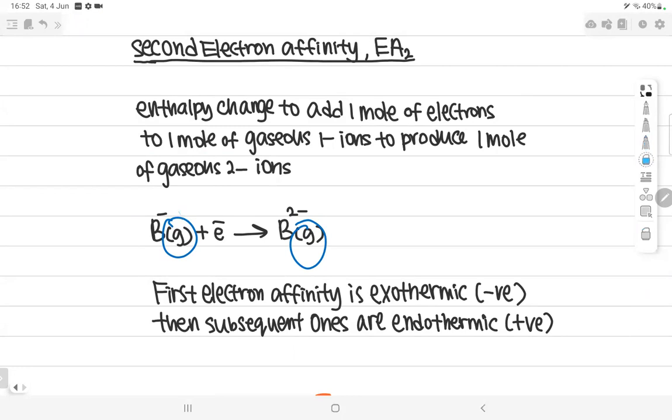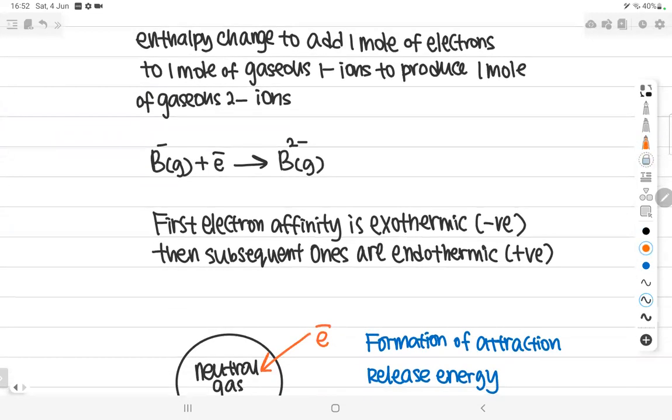So now I want to show you guys a very important concept. This is a very important concept, and this is a very common question in the A-level examination. Okay, this is a very, very common question in the A2 examination. All right, so what is it? You all must know first electron affinity must be exothermic. First electron affinity, when you first receive 1 mole of electron, it is always exothermic, always releases energy.